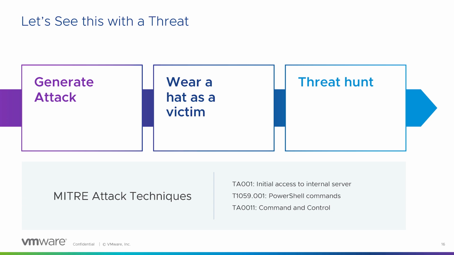There will be steps that walk you through how to generate that phishing email, click on it, and you will wear a hat as the victim. So the victim who received that email, clicked on that malicious macros, and enabled it, has their endpoint infected. And from there, you're going to go threat hunting with XDR. So you wear the hat of a security analyst and start to investigate.